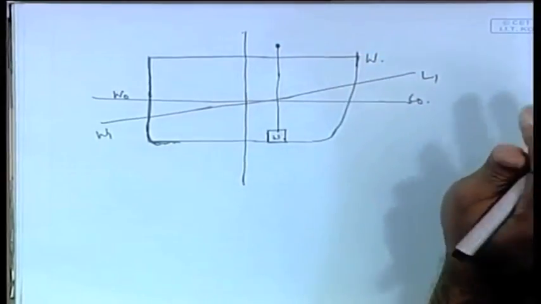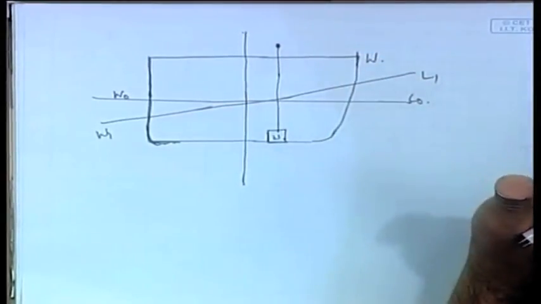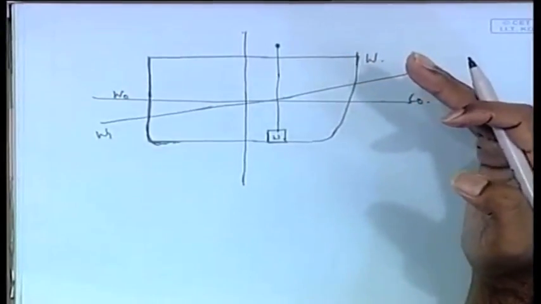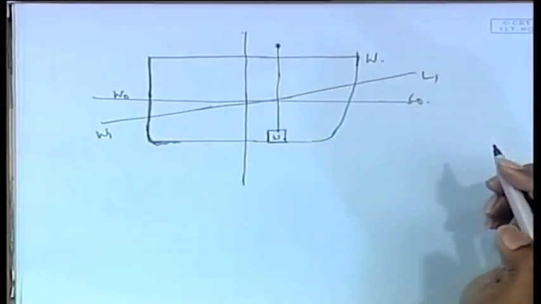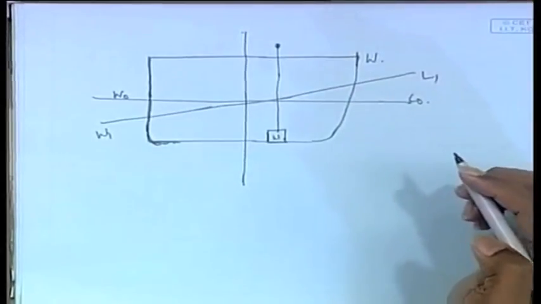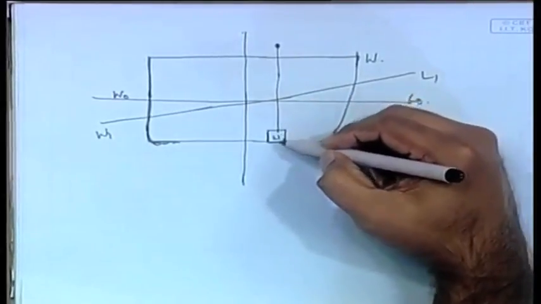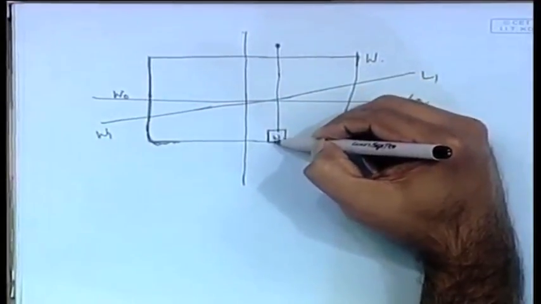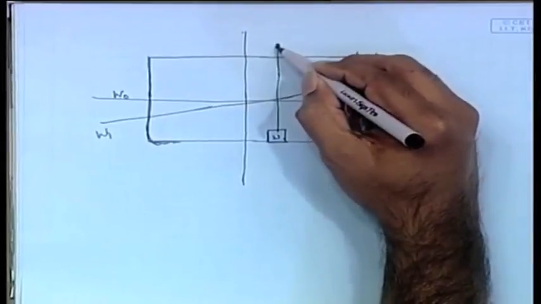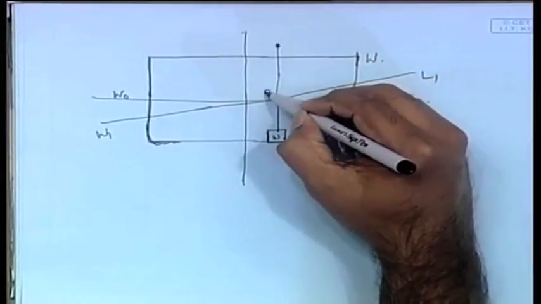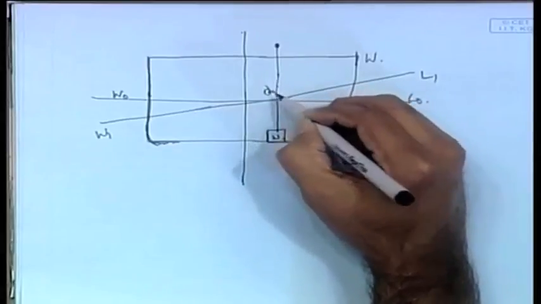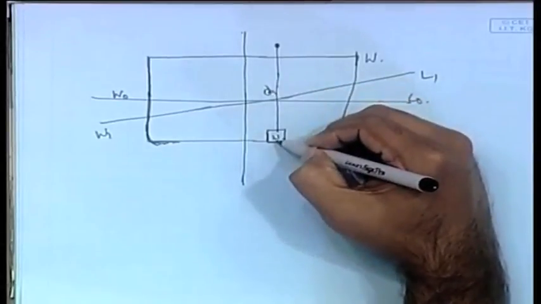Now this is a very important experiment, because we will probably do that in the next class, something known as an inclining experiment. It is used to find the kg of the ship. So the beginning is like this. In this problem, we have this weight and we are suspending the weight somewhere here, it does not matter, at a height d1 from the base, the keel of the ship.